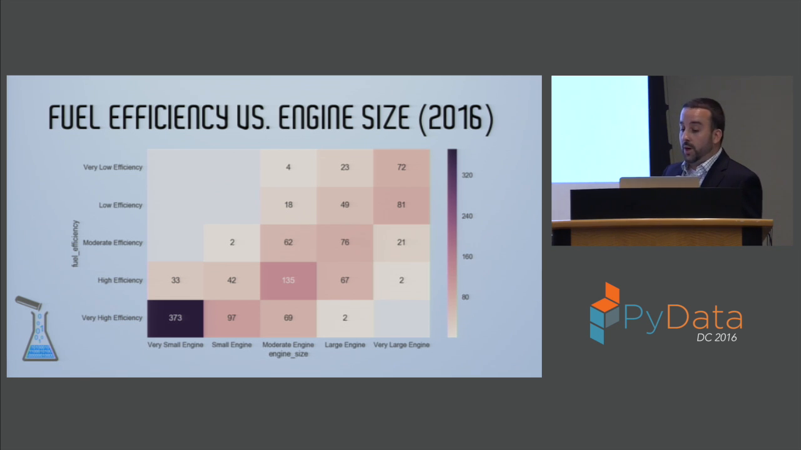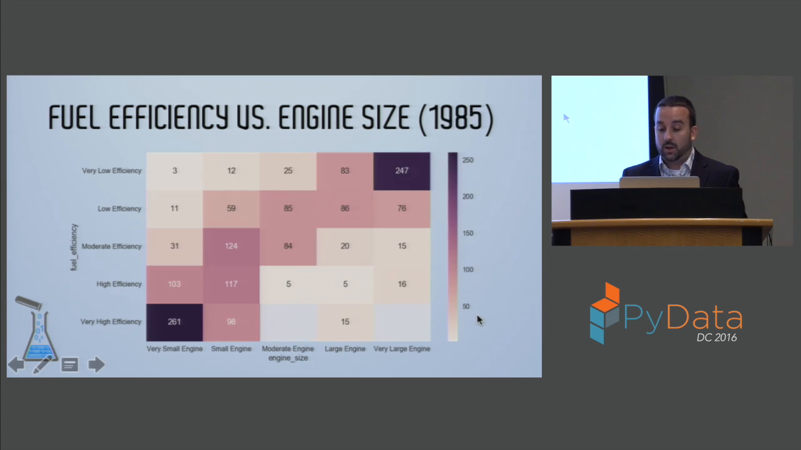And so here I've created a pivot heat map where you have a row for each fuel efficiency category and a column for each engine size category. And you can see how many vehicles fall into each combination of these. And now, just like we did earlier, we can slice this by a different year and easily get a different perspective. So here's what the heat map looks like for 1985.